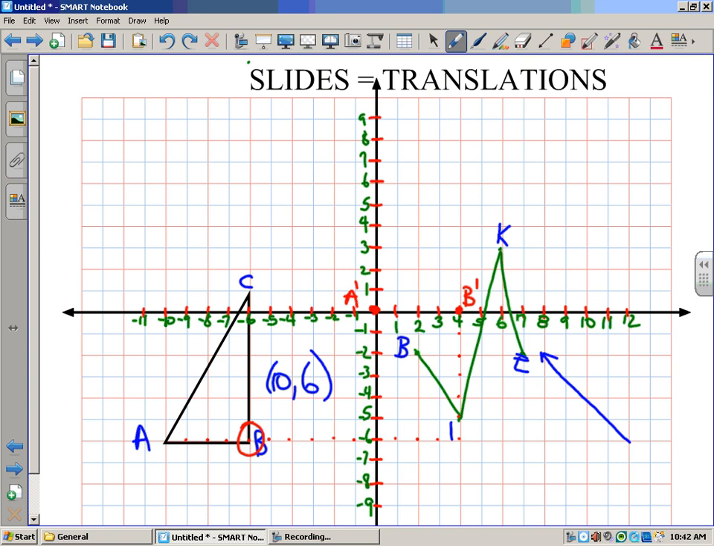The last one we have to move is C. Same setup. 1, 2, 3, 4, 5, 6, 7, 8, 9, 10. And up 6. 1, 2, 3, 4, 5, 6. So that will be our new C coordinate, C prime.